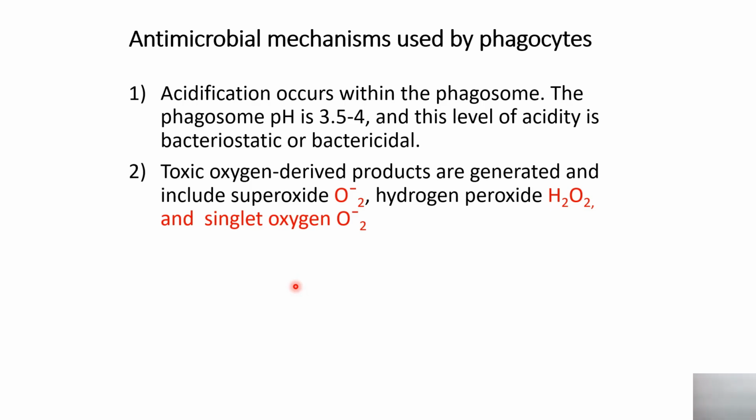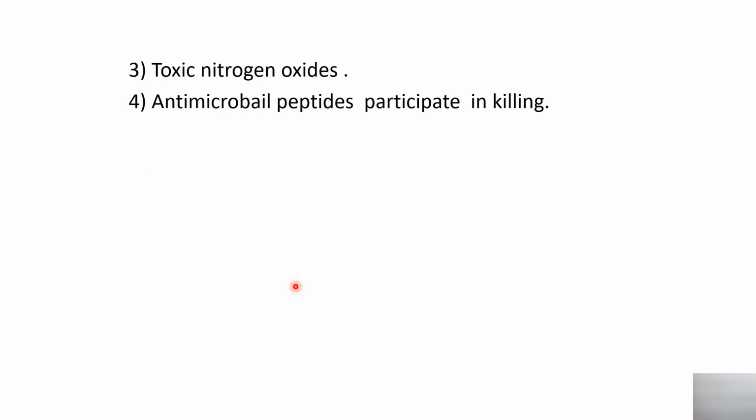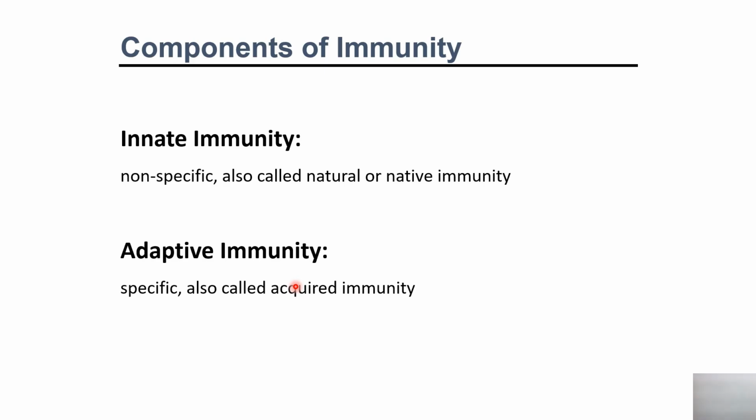Now, antimicrobial mechanisms used by phagocytes. So, the acidification occurs within the phagosome. The phagosome pH is 3.5 to 4, and this level of acidity is bacteriostatic or bactericidal. Toxic oxygen-derived products are generated and include superoxide, hydrogen peroxide, and singlet oxygen. There are toxic nitrogen oxides as well. Then there are antimicrobial peptides that participate in killing.